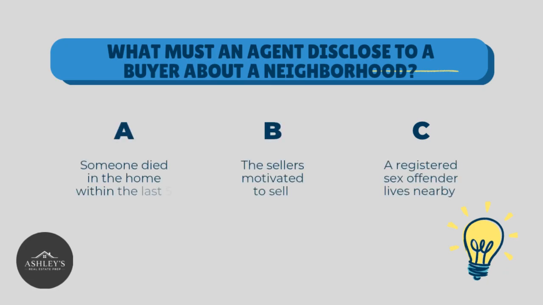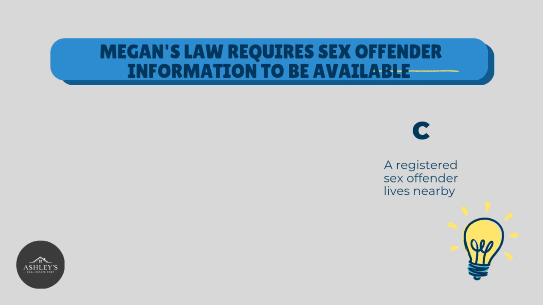What must an agent disclose to a buyer about a neighborhood? A. Someone has died within the last 5 years. B. The seller's motivated to sell. C. Or a registered sex offender lives nearby. The answer is C, a registered sex offender lives nearby. A is correct only if it was within 3 years and of natural cause. You don't have to disclose if someone has died with AIDS or HIV. But if it's a natural cause and if it's within 3 years, you must disclose that information. Megan's Law requires sex offenders' information to be available.